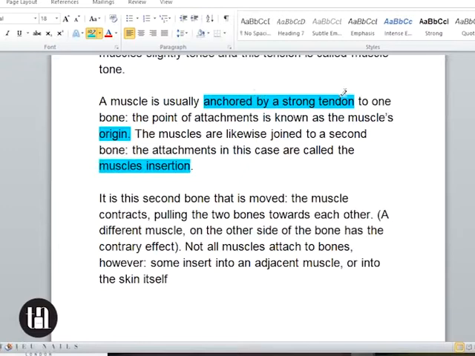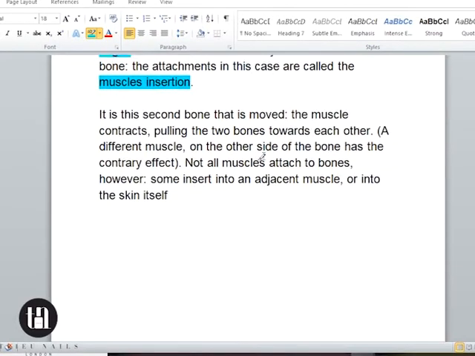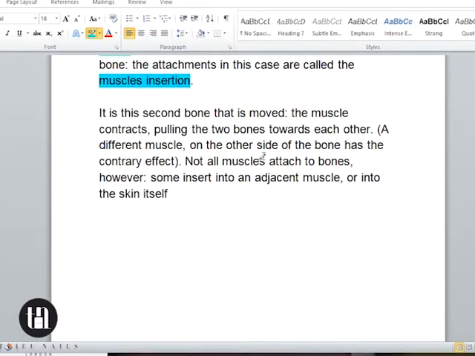The main point here is that it's usually anchored by a strong tendon to one bone, which is the origin, and the muscle is likewise joined to a second bone, and the attachment is called the muscle's insertion. It's the second bone that is moved. The muscle contracts, pulling the two bones together. So that's quite an important note.